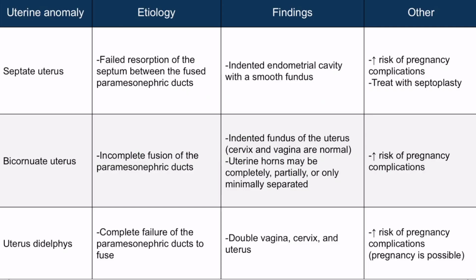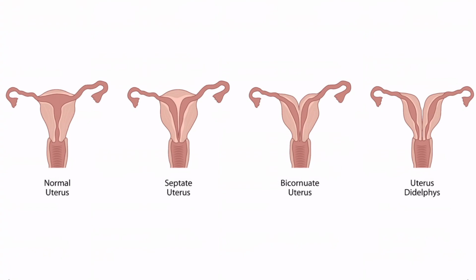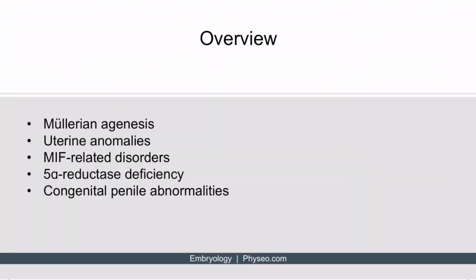The last uterine anomaly is the uterus didelphys. This is due to complete failure of the paramesonephric ducts to fuse, and it presents with a double vagina, cervix, and uterus. Pregnancy is still possible despite this anomaly, it just carries additional risks with it, just like with the other 2 anomalies. From this image, we can see that a uterus didelphys has a double uterus, cervix, and vagina. So far, we've discussed Müllerian agenesis and uterine anomalies. Now we'll discuss MIF-related disorders.